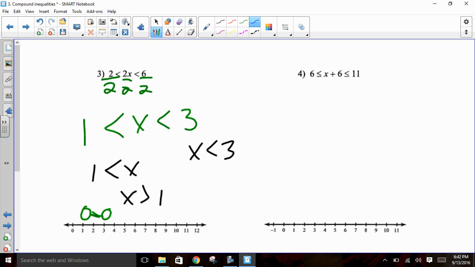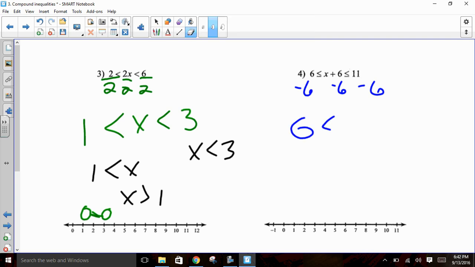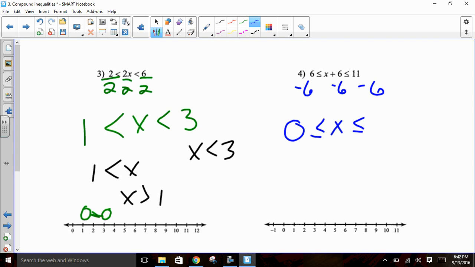If I cover up my stuff on the outside, I'm now left with x plus 6. How do I undo that plus 6? I'm going to subtract it, all 3 parts. 6 minus 6 is 0. 0, not a weird looking 6, I'm sorry. 0 is less than or equal to x, because it's by itself now, which is less than or equal to 5, because 11 minus 6 is 5.